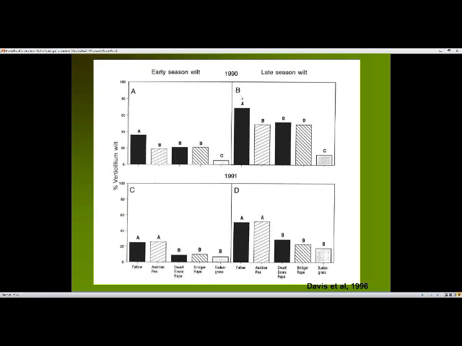And over 2 years, here you see 1990 and here 1991. These represent early season wilt. Here you see late season wilt. All of these cover crops at some point were suppressive, although Sudan grass really was the most strongly suppressive.